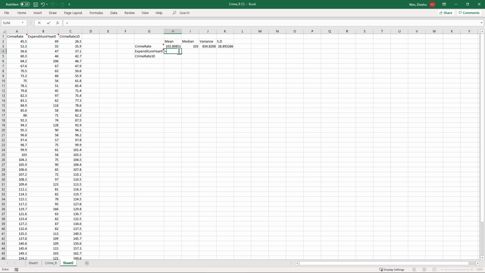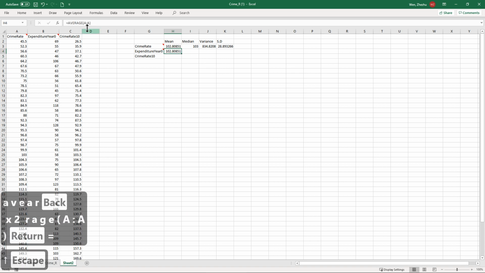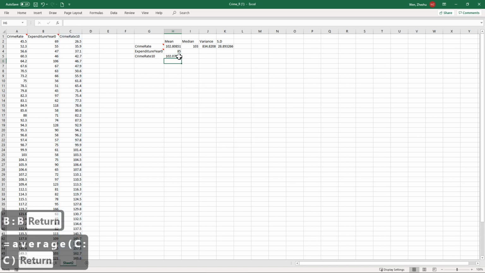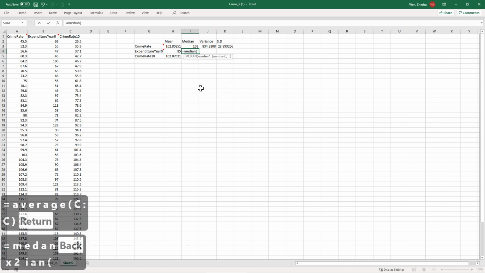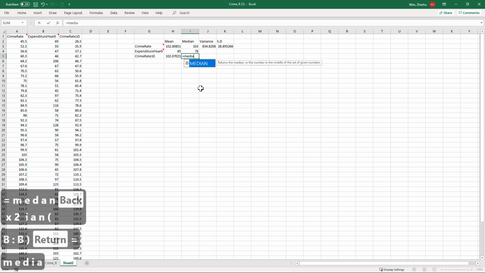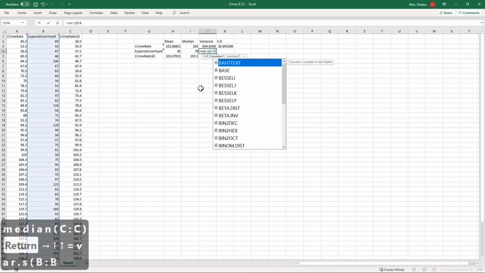So what I'm going to do here is another average, A to A. No, it's B to B, right? I should say B to B, not A to A. B to B. And crime rate after 10 years, it's going to be still average for C to C. And the median for B to B, here's the median for C to C. For the variance, it's B to B.